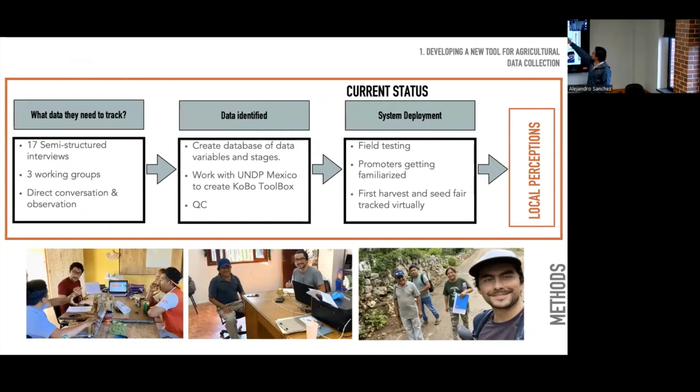Okay, so the status right now, and how it was a couple of months ago, is the system deployment. After I created the COBOL toolbox, like I said, this is just an overview of what I did. We're going to dive a little bit deeper in the next slides. So, do some field testing, getting the promoters familiarized with the tool. I think this was the first year that the harvest and the seed fair was tracked virtually.